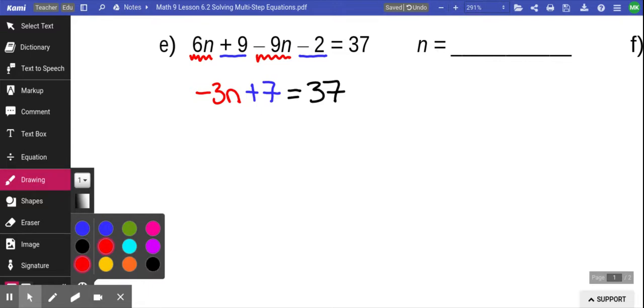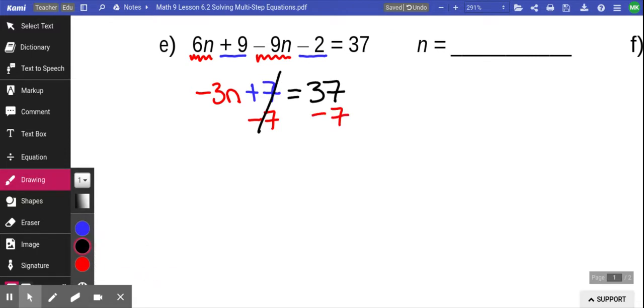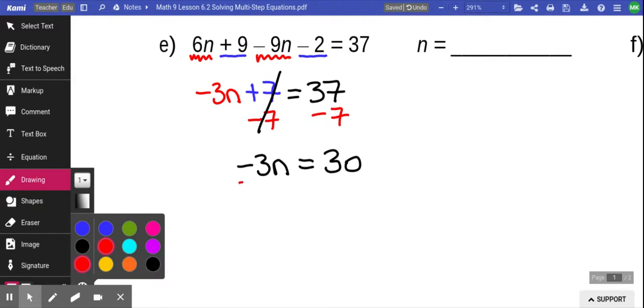So to solve this, I need to get n by itself. I move additions or subtractions first, right? I'm doing BEDMAS backwards. So this plus 7 needs to move by doing the opposite operation, which means subtracting 7 from both sides. I then reorganize my work. I have negative 3n on the left. On the right, I have 30. I then am going to divide both sides by negative 3. On the left-hand side, they cancel out. I'm left with n equals negative 10.